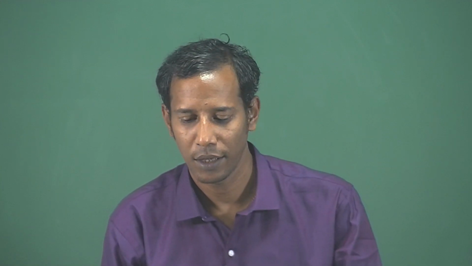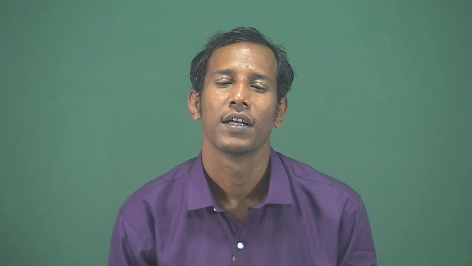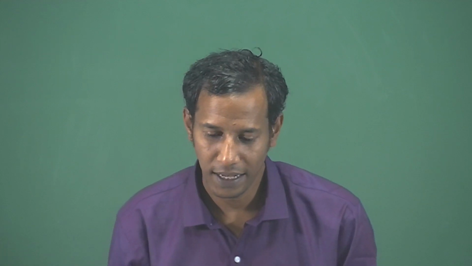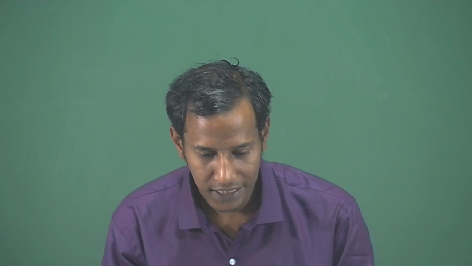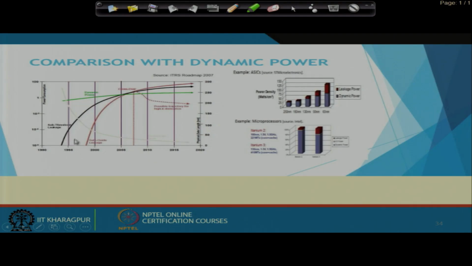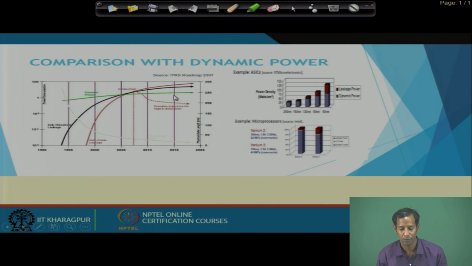Now, if we see the comparison, with recent technology scaling and voltage scaling, the leakage power is becoming a major part of the overall power consumption compared to the dynamic power. If you see the corresponding ITRS roadmap, this green color line is the dynamic power consumption, whereas the leakage power consumption is overpowering the dynamic power consumption.